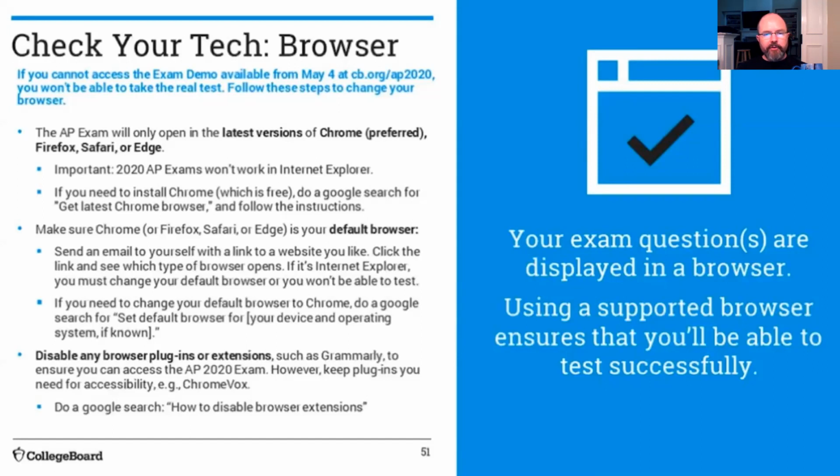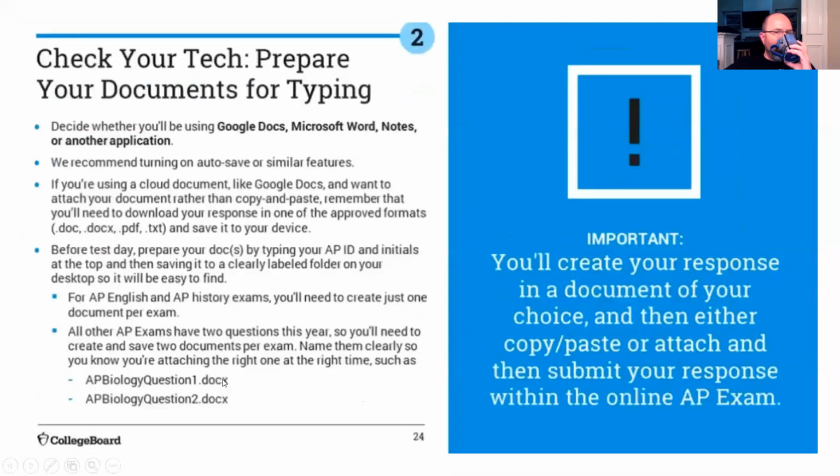If you need to change your default browser to Chrome, do a Google search for set default browser for your device and operating system, if you know it, and it will tell you how to do that. Disable any browser plugins or extensions. Grammarly is the big one. To ensure you can access the exam, keep plugins you need for accessibility. If you have something specific for your accessibility needs, something like ChromeVox or anything else, you should be good to go. Do a Google search, how to disable browser extensions, if you don't know how to do that.